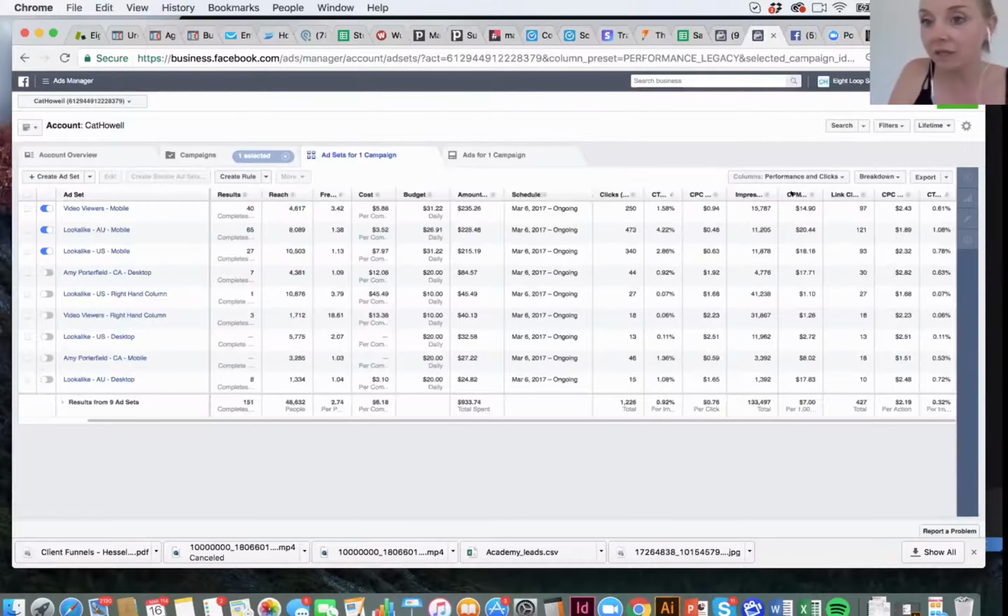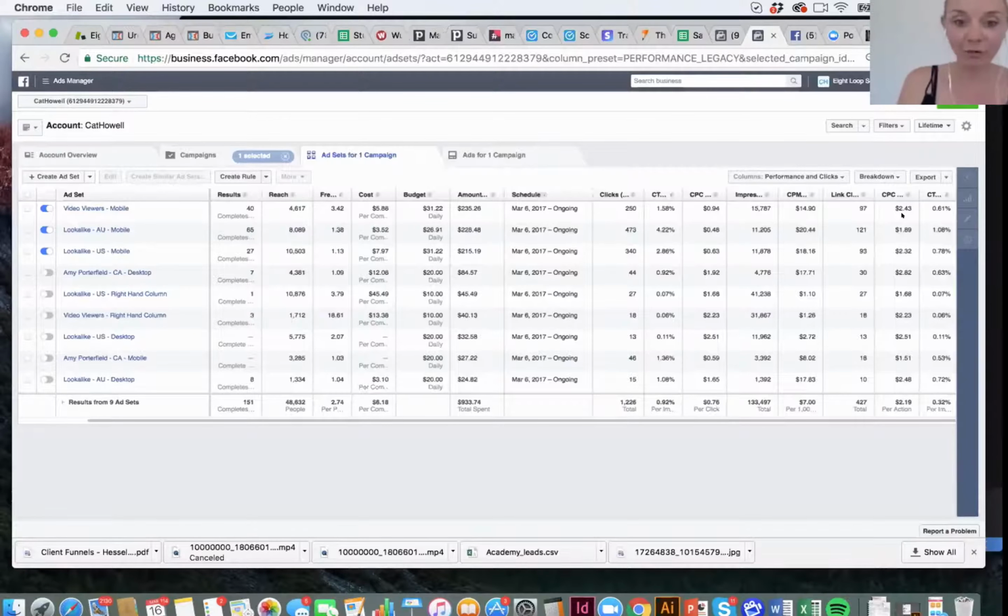So my CPM is a little bit high, and what I'm going to look at next is my cost per click. Well, this is pretty normal. So $2 is sort of the average. I remember when I first got started, do you guys know what the average cost per click was on Facebook? It's like 10 cents.